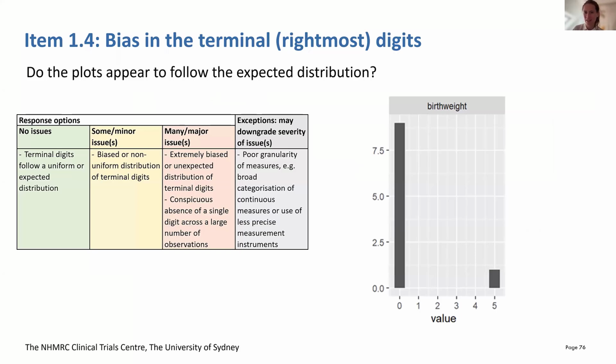But then you start thinking about it and you say, well, maybe they had a scale that only rounded to 0 or 5, or maybe it was a questionnaire where they only gave rounded birth weights. So to remember, this is in grams. So I would actually think this is a precision issue in the data rather than an integrity issue. But I do understand why some people would see this maybe as minor concerns.